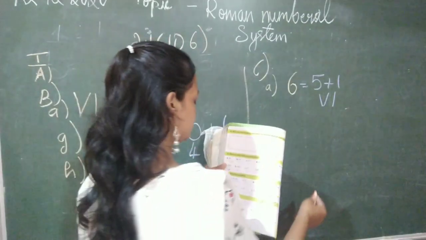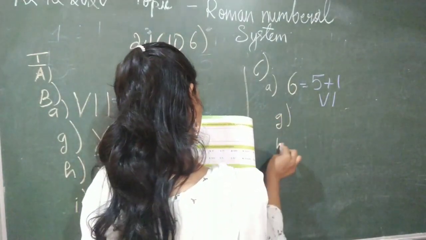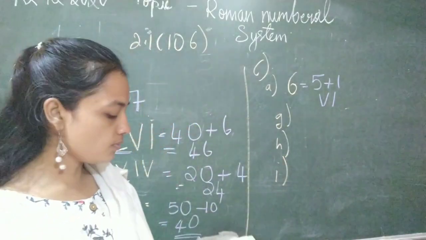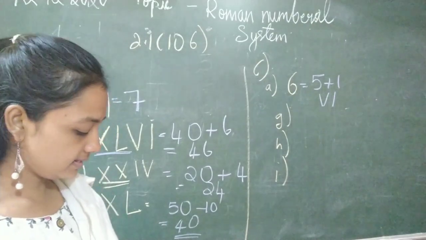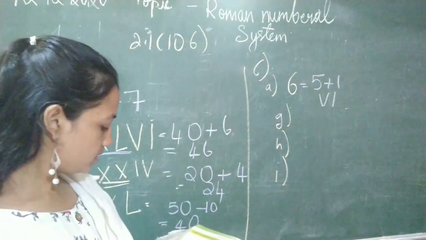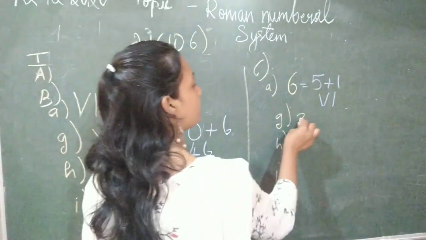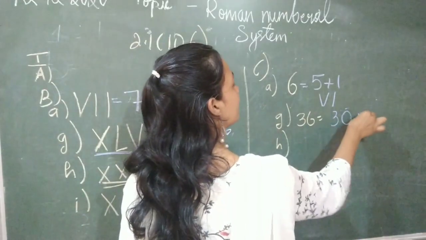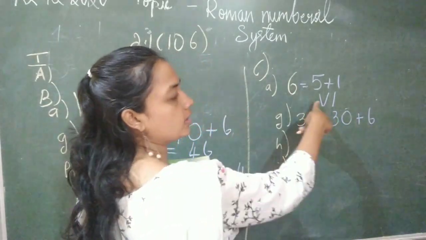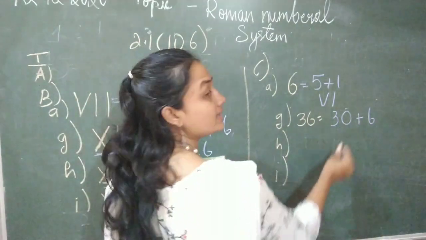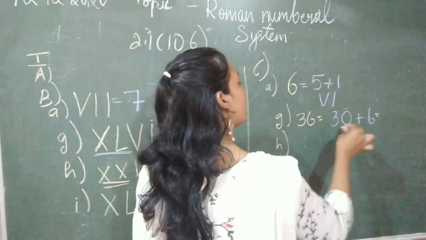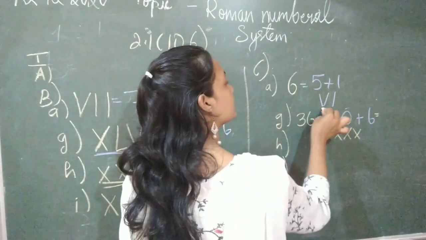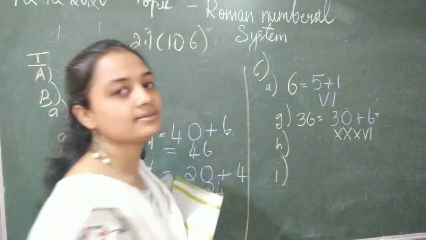Now, write for the next. I take G, H and I. Again, same thing for the C main also. G1 is 36. So, I should write 30 plus 6. 6 I already know how to write, no? So, how to write 30? I write X, X, X. This is 30. How will I write 6? Here, V1. This is 36.